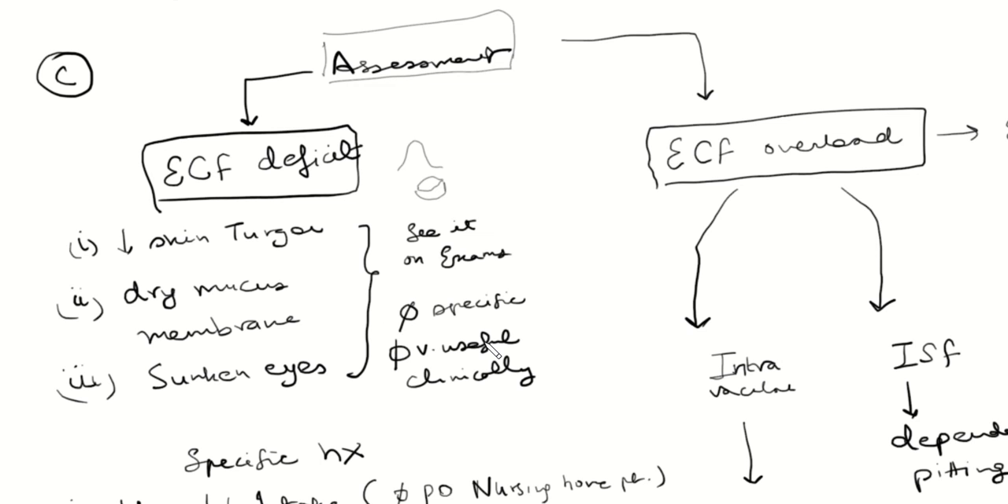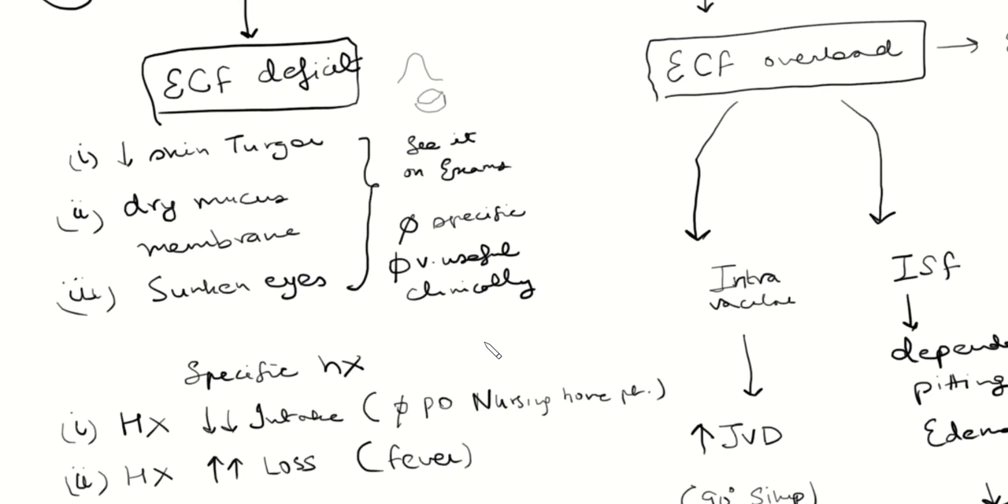Now, in real life, it's not very specific. You may have older patients who are well hydrated, but their skin turgor is still bad. And then dry mucous membrane, they may be hypovolemic, but they may still have moist mucous membranes. So it's not very useful clinically. It's difficult sometimes with these assessments.